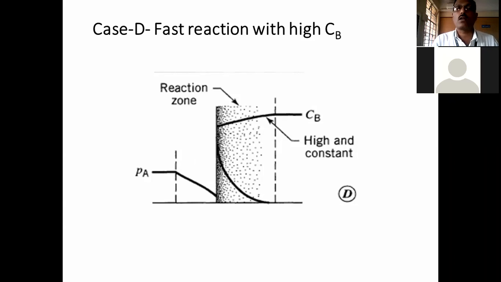Case C is the second order reaction, but case D is the pseudo first order reaction, because it depends on only component A. So this is the CAI, and this is the CA. A does not enter the liquid film. All A reacts with the B in the liquid film. So this is case D.